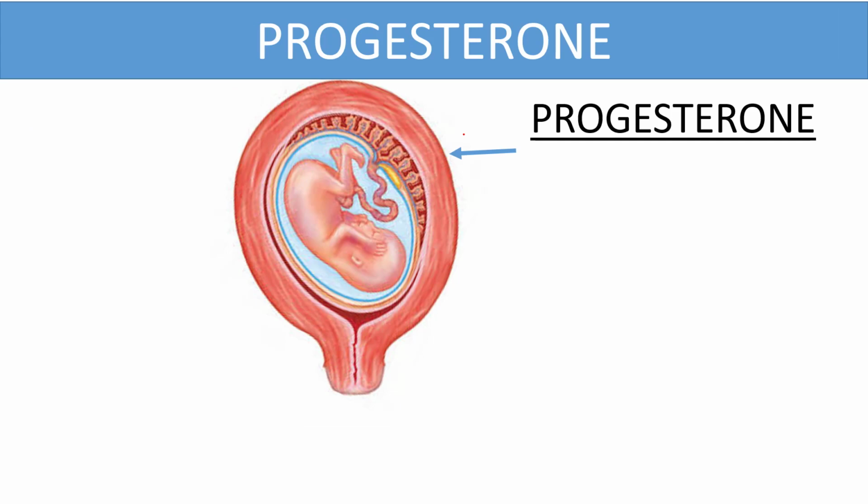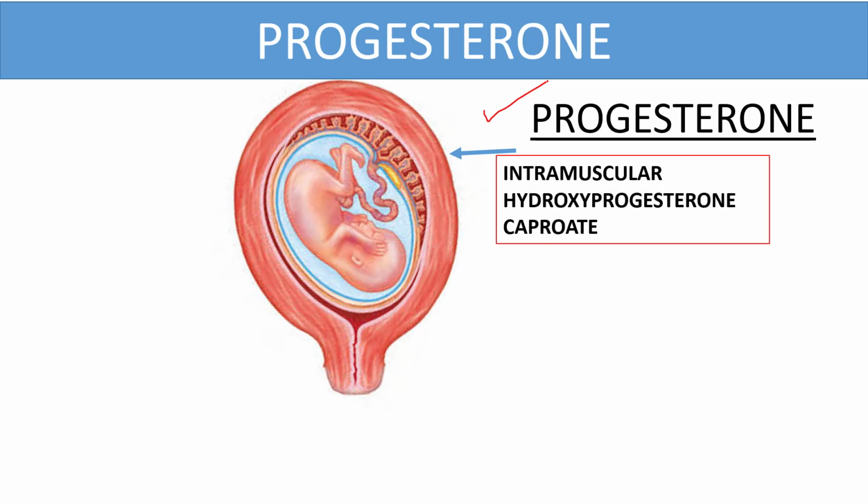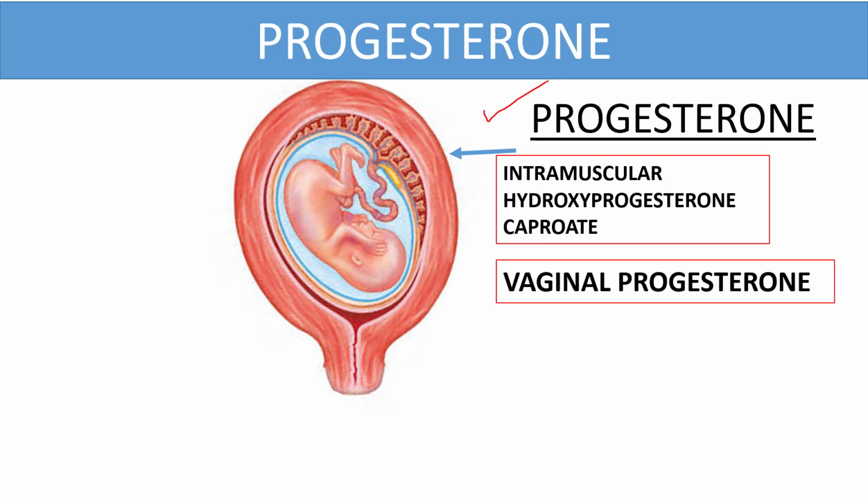The second way of preventing preterm labor is the use of progesterone. Progesterone will inhibit the release of prostaglandins and different pro-inflammatory cytokines and will inhibit the contractions of uterine muscle. We can give progesterone to the patient either IM, meaning intramuscular, or through the vagina, that is vaginal progesterone. Intramuscular hydroxyprogesterone caproate is licensed in the USA for preterm birth prevention in a woman with a previous history of preterm birth. So you can give intramuscular progesterone, and you can also give vaginal progesterone, which is considered the best nowadays.